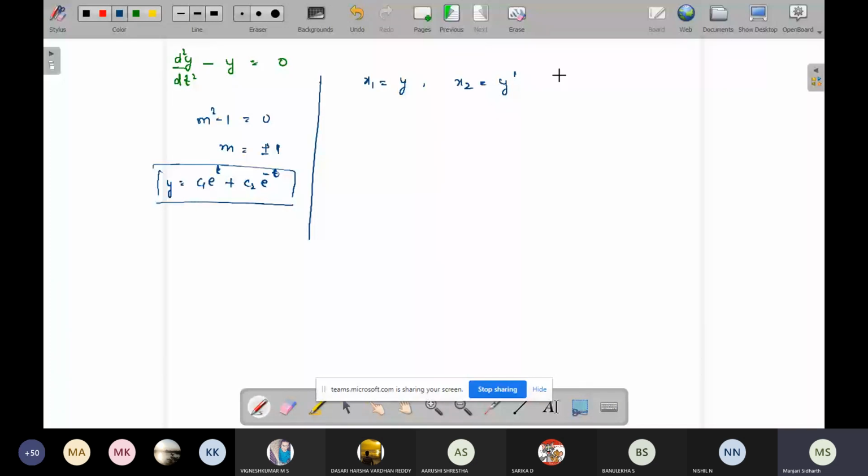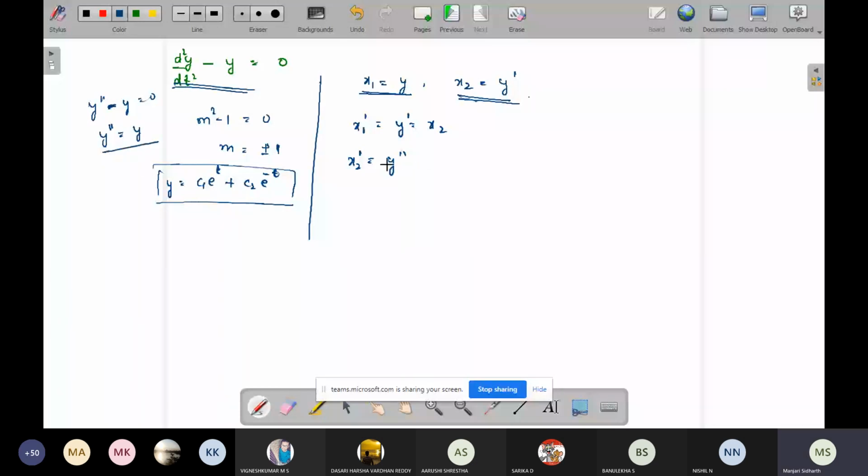If it's a third order differential equation, assume up to x3. So x1 is equal to y and x2 is equal to y dash. Now take its derivative. x1 dash is equal to y dash, and y dash is equal to x2, right? Now take its derivative. x2 dash is equal to y double derivative, and from here y double dash is equal to 0, y double derivative is equal to y, right?